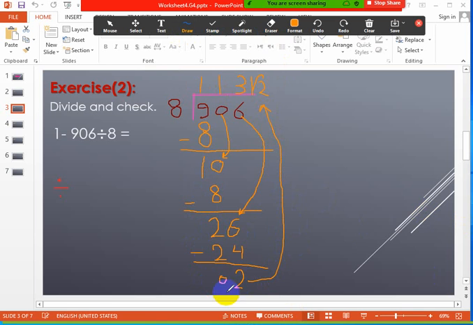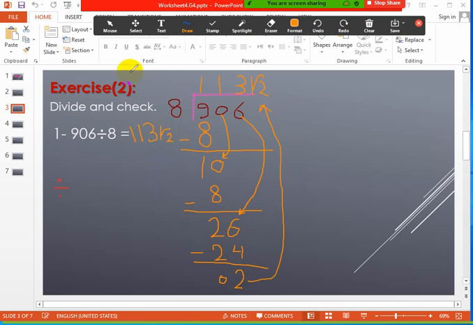Now, if I want to check if my answer is correct, I will give you the steps. You have to multiply the 113 by 8, then you have to add the remainder. If you have the same dividend, that means the answer is correct. So the quotient is 113 R2.